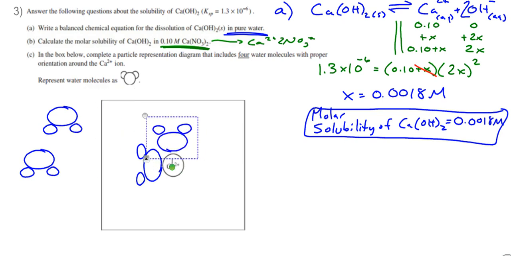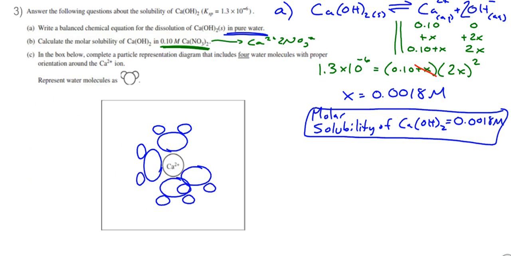As long as you drew 4 of them, it doesn't have to be exactly on each side. As long as you're doing that, that is correct. If it was a negative, the hydrogens would be pointing towards them. So here's my, it would look like that. If it was a positive ion, here we are.